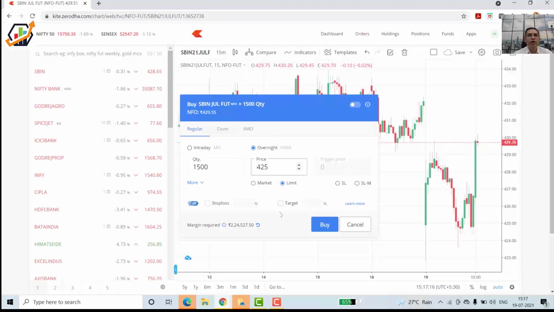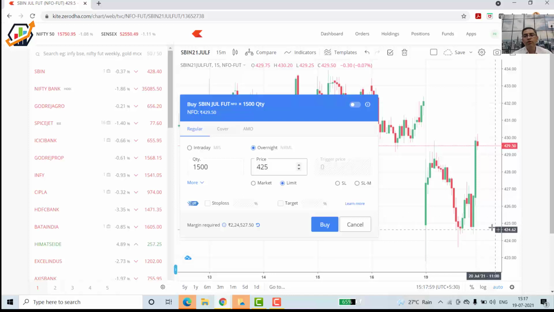After putting the order, you can go into the orders menu, which is a good habit, to see whether the order has actually been placed or not. If it has been placed properly, it will show that you have ordered one lot of 1500 shares of State Bank of India futures, the price you want is 425, and whether it has been executed or is pending. Right now the price is 429, and since we have placed 425 as the price, the order will show as pending. It will not be executed.